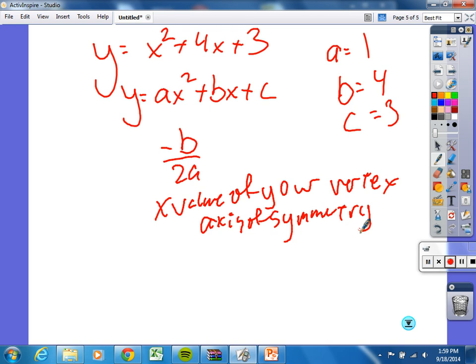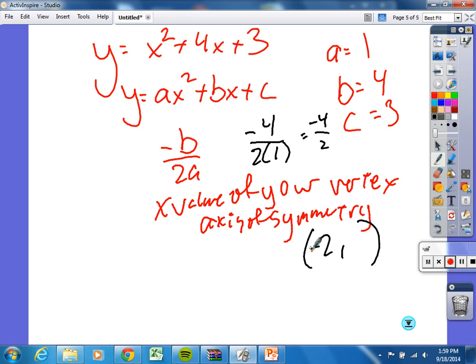Okay, here we go. What is our a value? 1. Our b value is 4. So I go negative 4 over 2 times 1. You see how I just plugged that right in? Is this little thing important to know? It is. Okay? That becomes negative 4 over 2, which means our x value of our vertex is negative 2. Everybody understand where I got that?